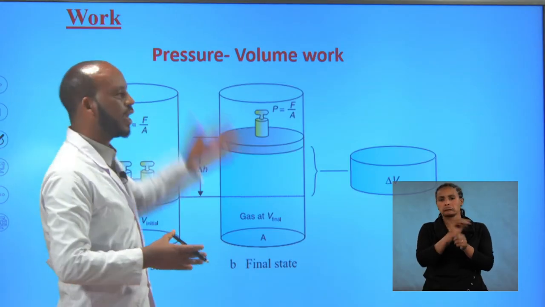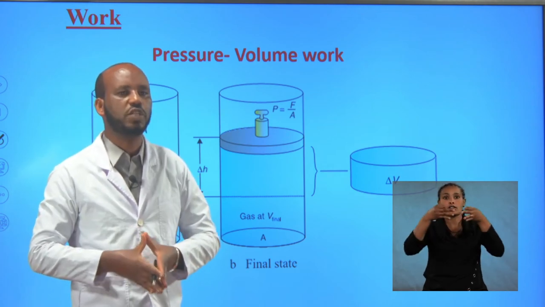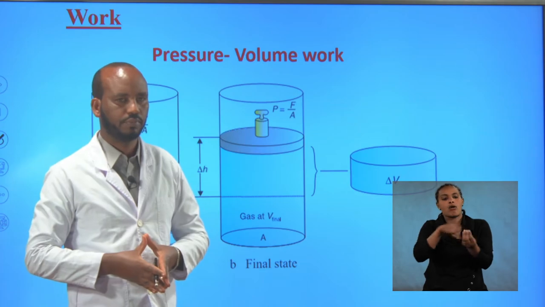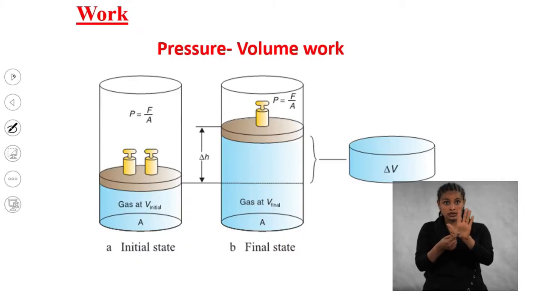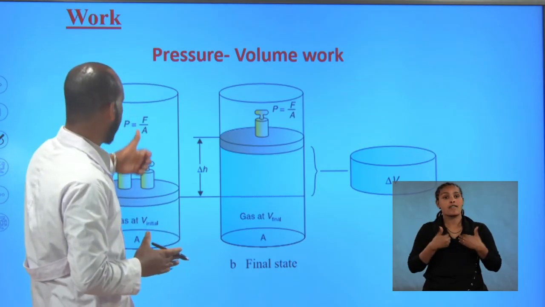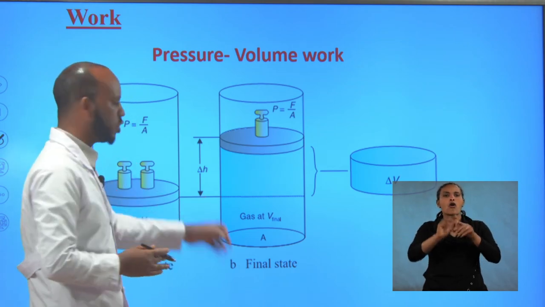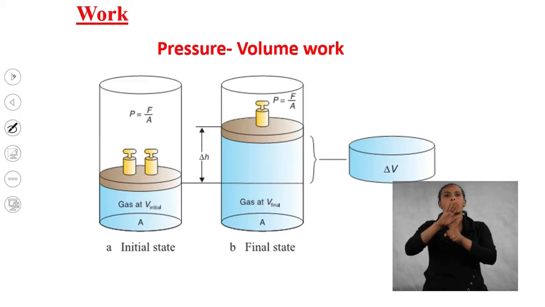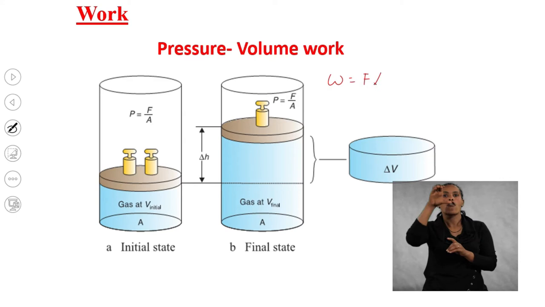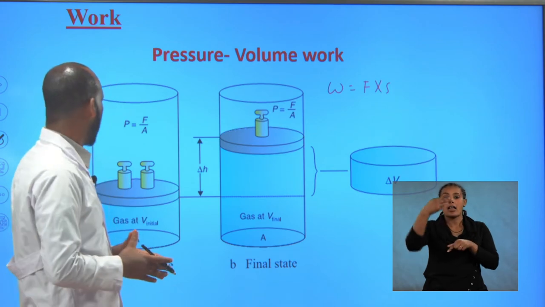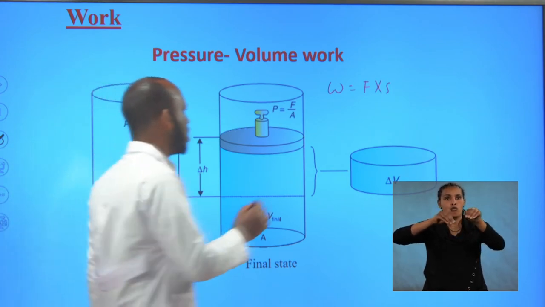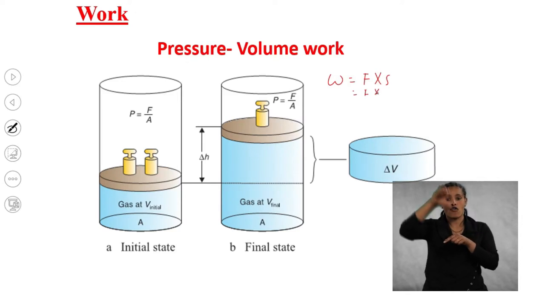Work, just like heat, is energy transfer between a system and its surroundings. Here we will consider only pressure-volume work. Consider we have a gas confined in a cylindrical container that is fitted with a movable piston. Work by definition equals force times distance. Here the distance is delta h because the piston moves. Work equals force times delta h.